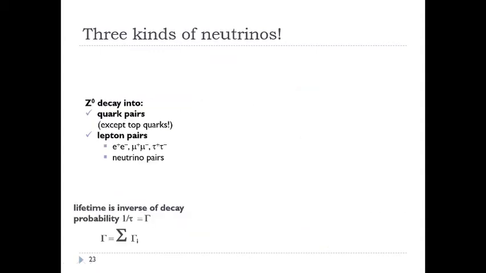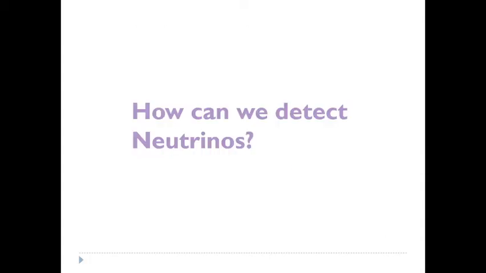And roughly we have seen there are three kinds of neutrinos: the muon neutrino, the electron neutrino, and the tau neutrino. This is a very interesting section. Now, there are trillions of neutrinos passing through me, and they are so tiny, they're electrically neutral. How can we detect neutrinos?